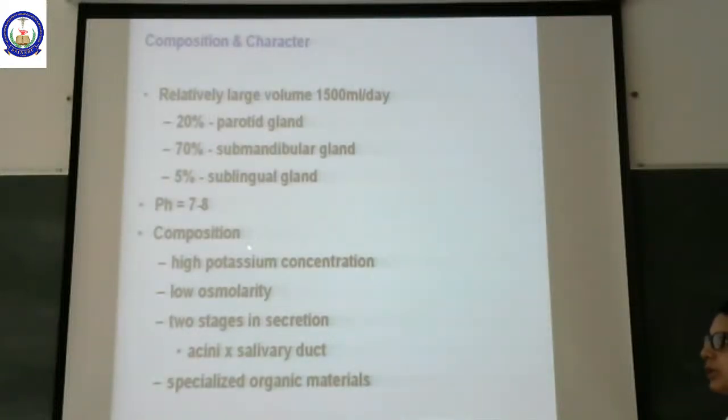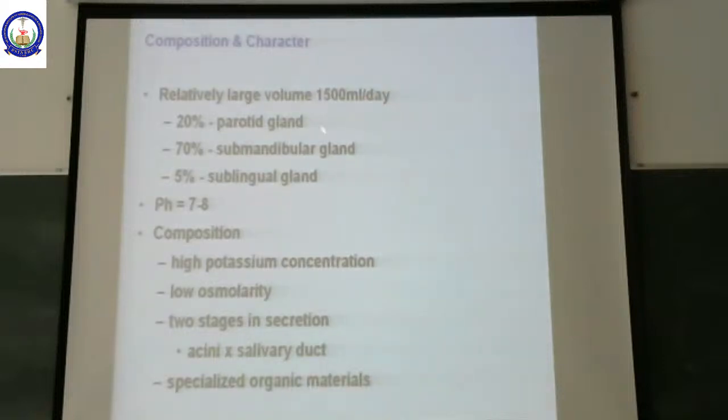Then composition. It has a high potassium concentration. It has low osmolarity. Osmolarity means usually we have isotonic secretion. And this is secreted in two stages, in the acini and in the salivary duct. That I will show in the diagram. The specialized organic materials are also present in the salivary juice.